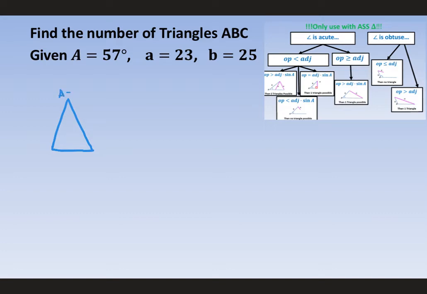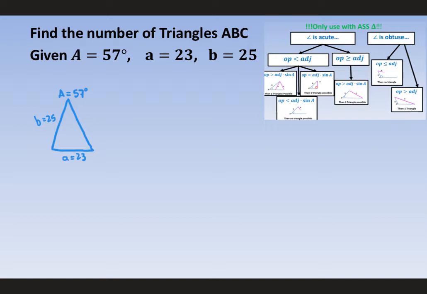So I have big A is 57 degrees, little a is 23, and little b, which is up here, is 25. At this point, I know that I will still need to find some other stuff. But before I can do that, I have to reference my flow chart. A lot of times I just write this down off to the side. I have the flow chart right here though, so I'll probably write on there and go through it as I go.